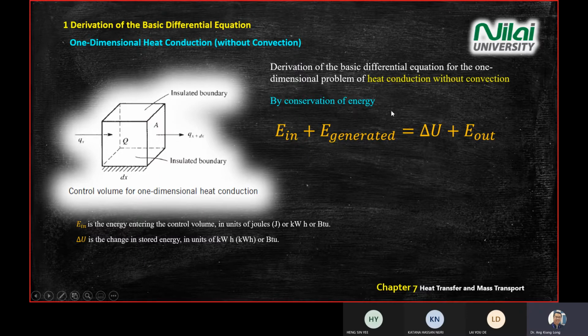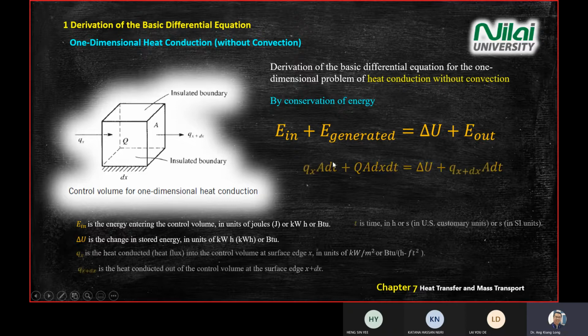This is a basic fundamental understanding for this chapter. If you are able to capture this concept, you are able to do all the questions for this chapter: what is coming in equals what is going out. Then you expand the equation. There are capital U and small u here. As you can see, there is a note on the screen. If you write a small q, q x, it means a heat flux.